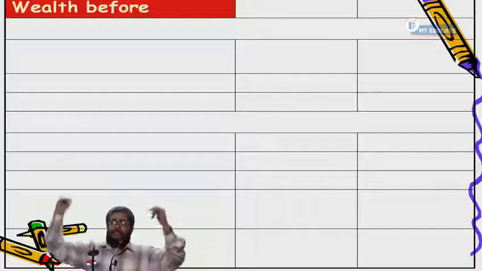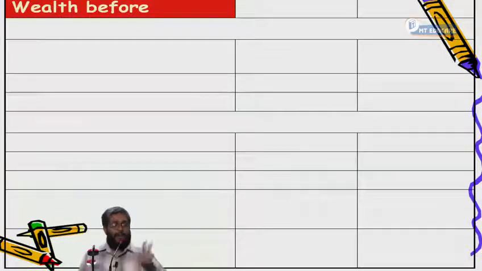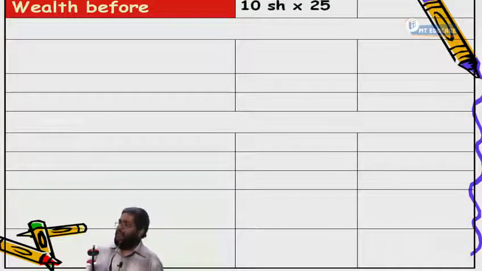Now, let's take so many situations. I am a person holding 10 shares. For example, you are holding 10 shares. How much is the price today? 25. Your wealth today is 250.